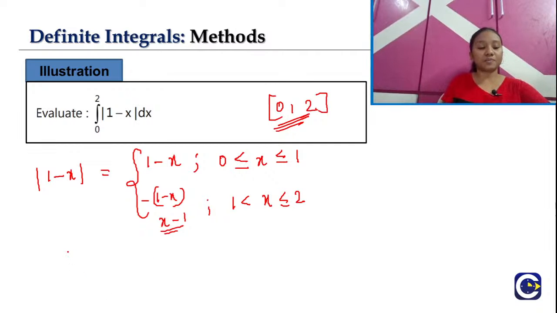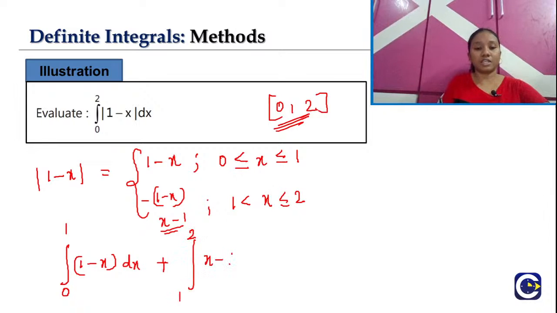So now how can I split and write my given function? This can be written as integration from limit 0 to 1 of 1 minus x dx, and from the limit 1 to 2, x minus 1 dx. Once we are able to crack this and write it this way, the next steps are very easy because we know how to do this integration and find the answer.